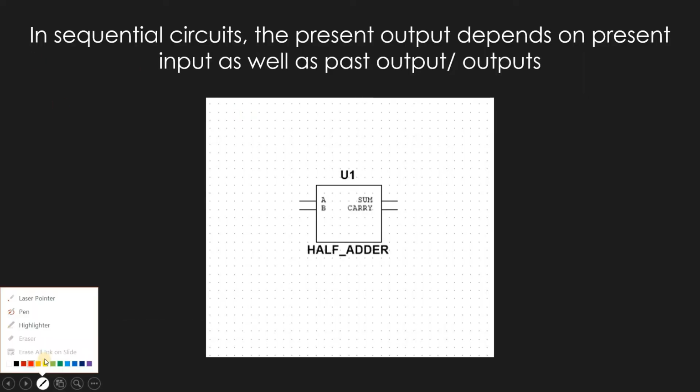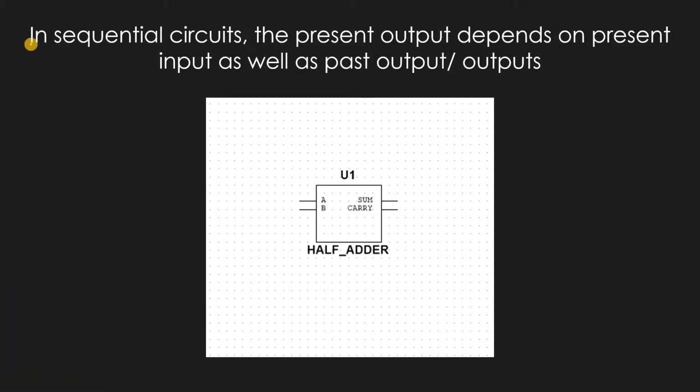So if you see, this is a combinational circuit. There is a difference between sequential and combinational circuits. The definition of a sequential circuit is that the present output depends on the present input as well as past outputs. So first of all, let us talk about combinational circuits. Combinational circuit means the present output depends only on the present input. That is, it will just depend on it.